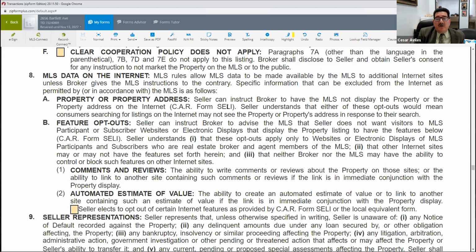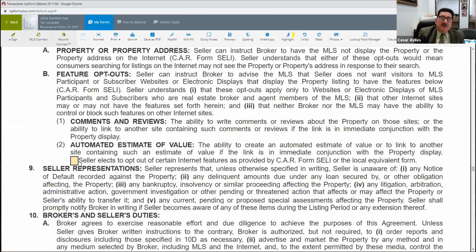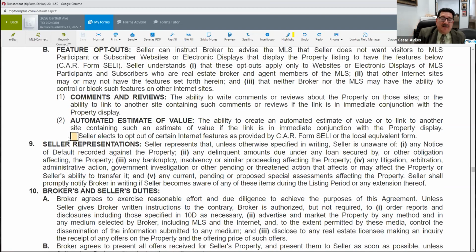So the property is going to go into the MLS. It's going to go into the internet, right? They can opt out. They have to give you the form, right? Also, if you click the box, the seller is opting out from internet features. Those are the automatic estimated values from people like Zillow, Trulia, and I don't know if Redfin, sometimes in some areas qualified as a broker, and sometimes they qualify just as a marketing company. So if the seller doesn't want to have that automated, the seller has to check it here. But most sellers don't understand what that means, so you don't check it.